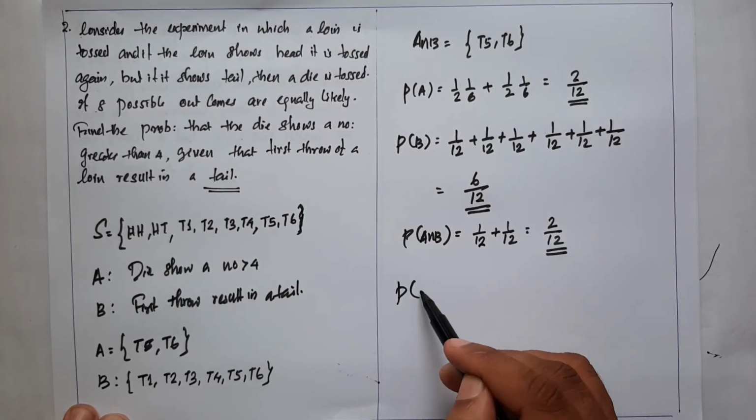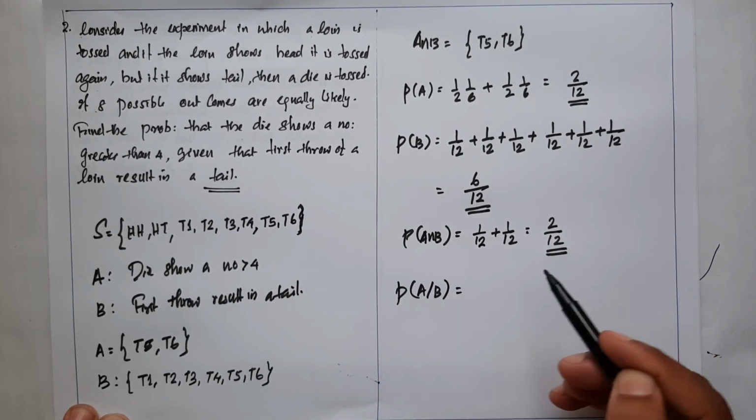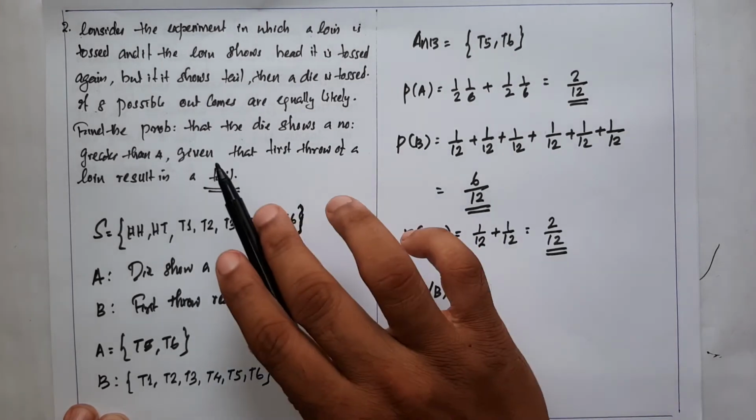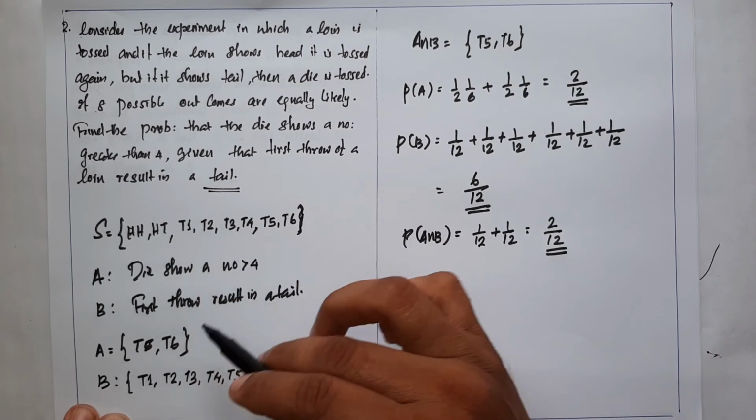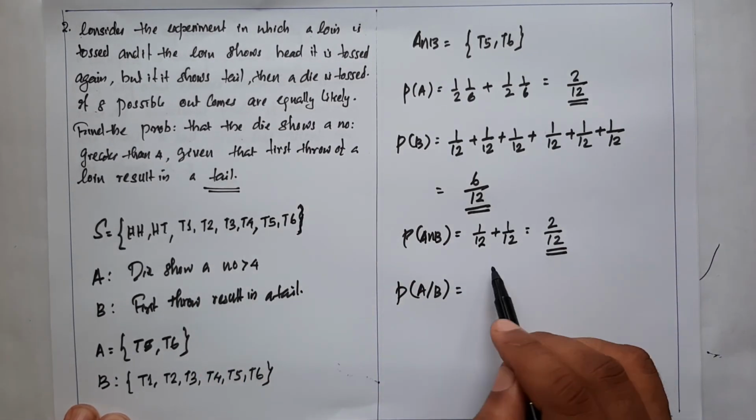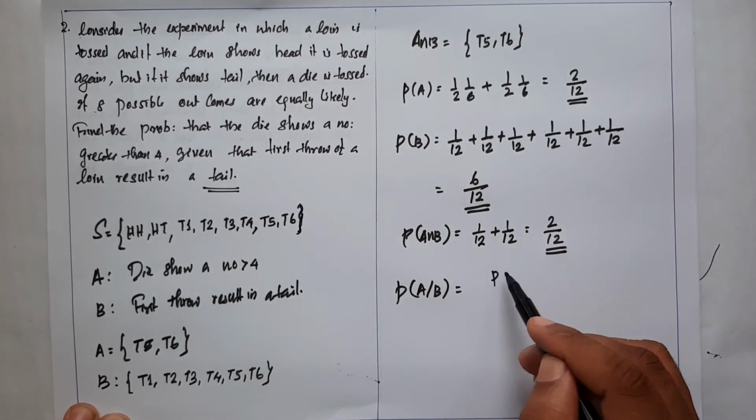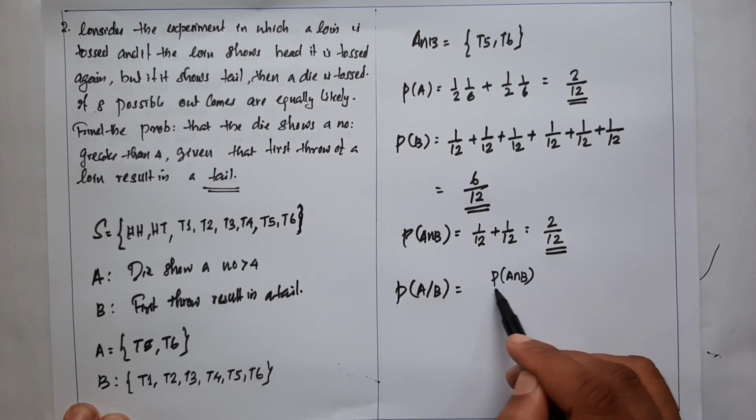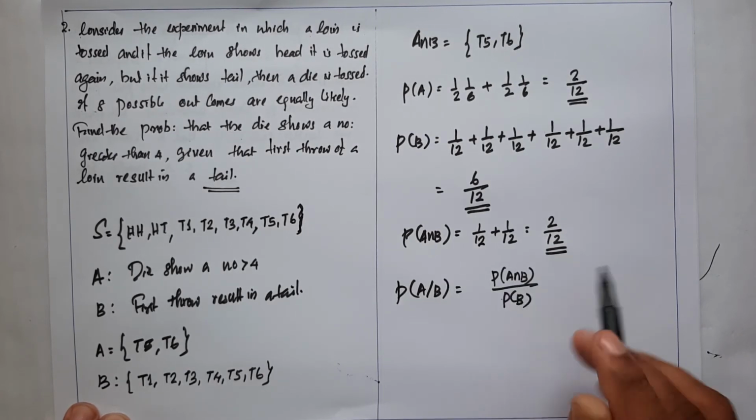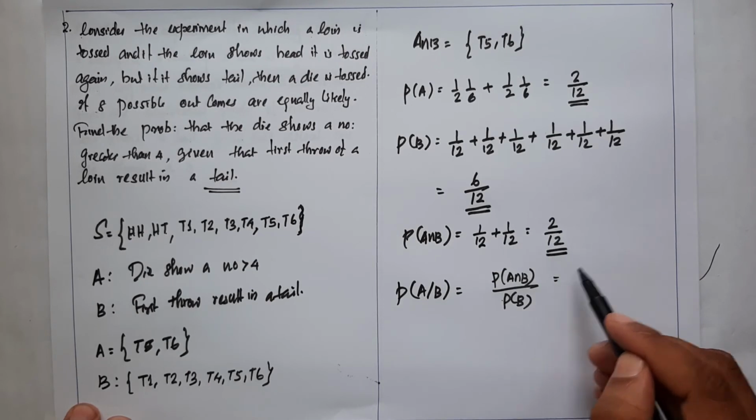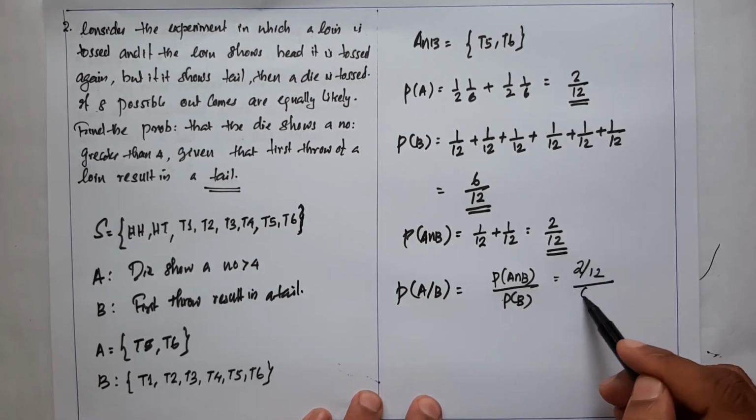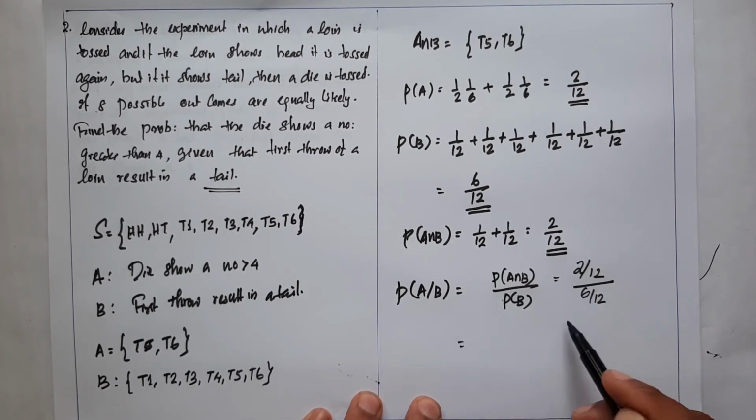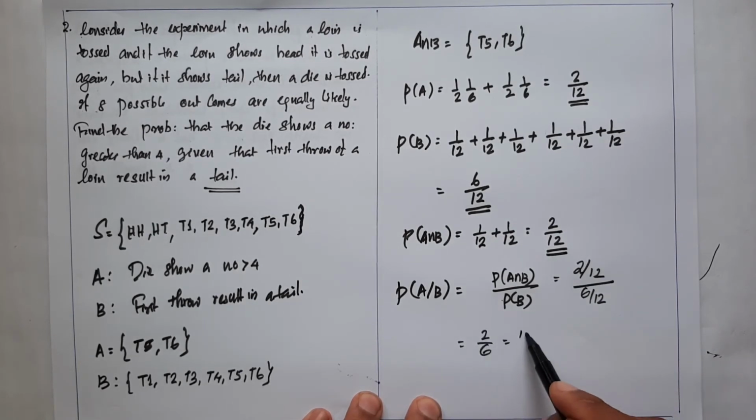Now using the definition of P of A given B, we find the probability that the die shows a number greater than 4 given that the first throw results in B, that is P of A given B. By definition, we get P of A intersection B divided by P of B. P of A intersection B is 2 divided by 12, and P of B is 6 by 12. That is equal to 2 by 6, which is 1 by 3.